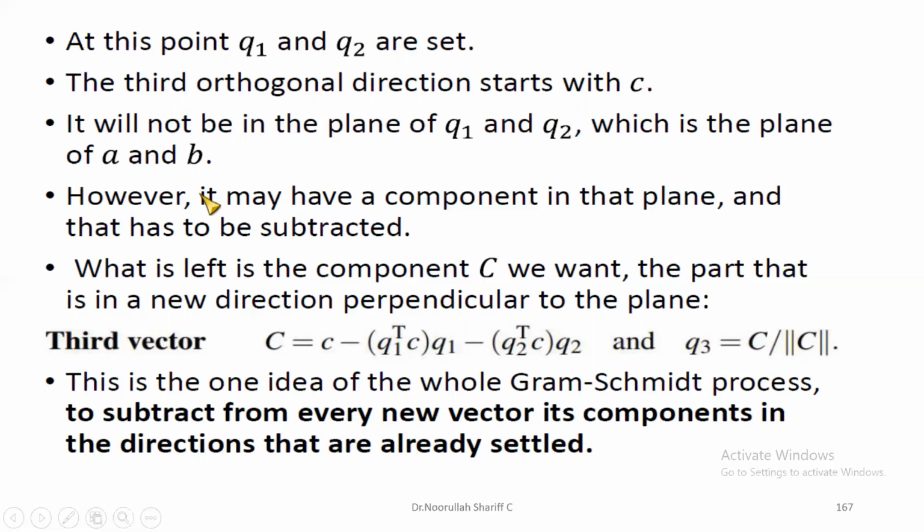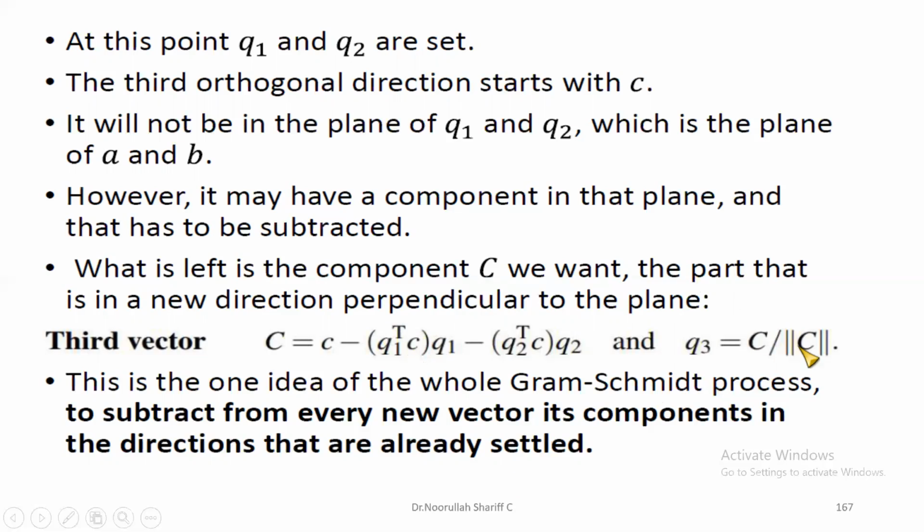So for that, the third vector, capital C, is equal to C minus the component which is in the Q1 direction, which is to be removed here, and the component which is in the direction of Q2, which is to be removed here. So once having found C, we just divide this capital C by the length of capital C to get the third orthogonal component Q3.